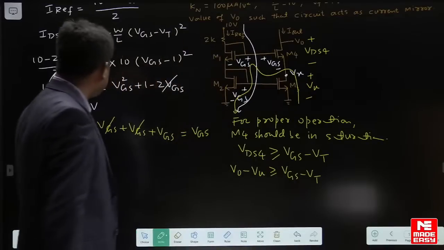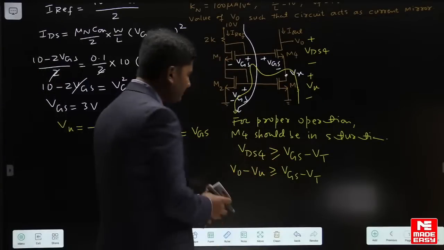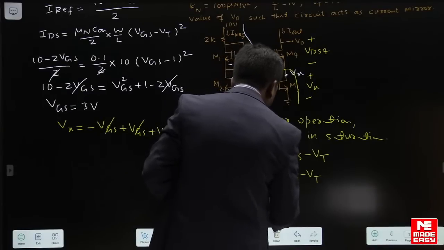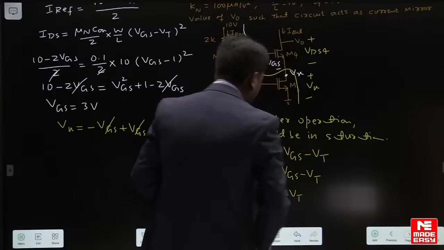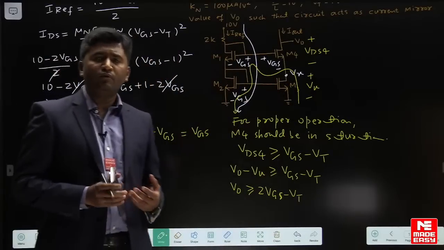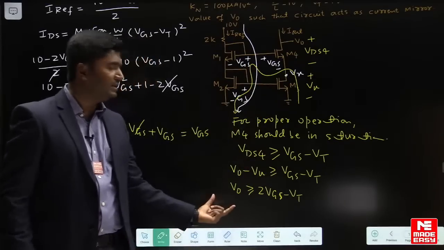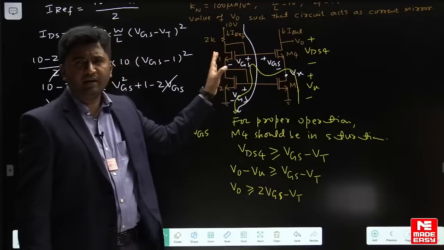अब आप Vx की प्लेस में लिख दो VGS. Vx is nothing but VGS, and you can take it to the other side. You get condition V0 more than or equal to 2 VGS minus VT. Is that okay? So this is the minimum V0 value. In a cascode current mirror, that V0 should be at least this much. Only then you will get I out equal to I reference.